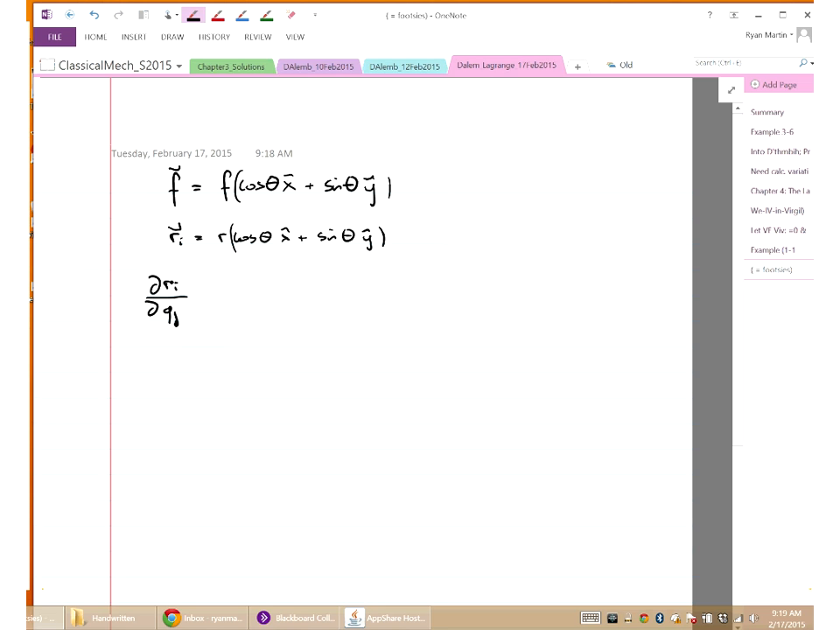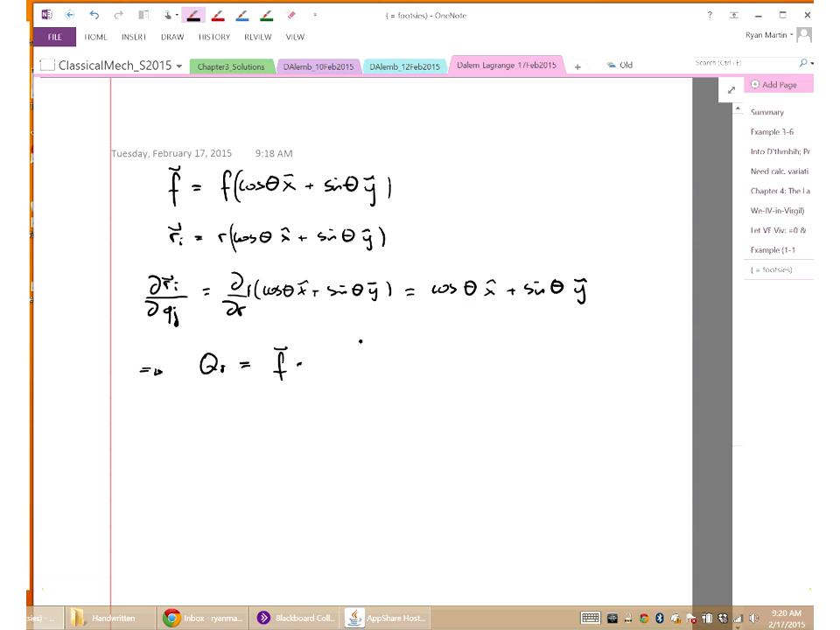And the part that we need is ∂r_i/∂q_j, right? And so that's ∂/∂R of the vector that we have up there, which was R times cos theta x hat plus sine theta y hat. Of course, I take ∂/∂R of that. It's just trivial, and I get cos theta x hat, sorry, plus sine theta y hat.